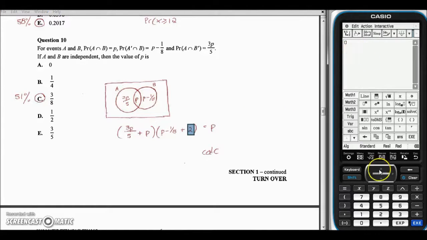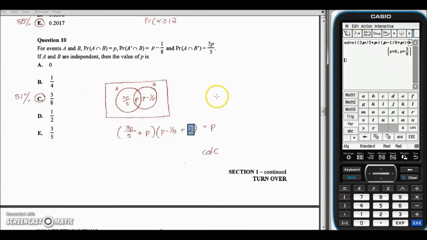So if I type that into my calculator, I will get the right answer. I'll just use p. So 3p on 5 plus p, multiplied by p minus 1/8 plus p, equals p. And we want to solve that for p. So, whoops, put a comma, p, and we'll put the word solve at the front, which I probably should have done beforehand, but it doesn't matter. So solve that for p, and I get 0 or 3/8.